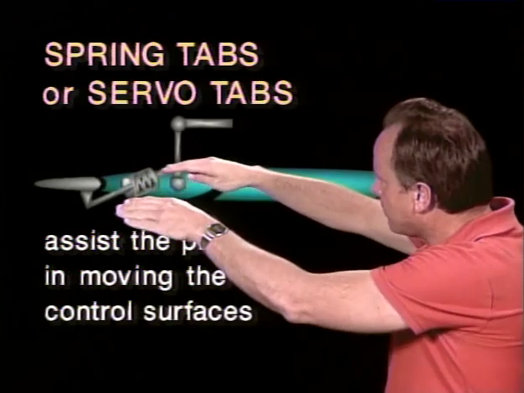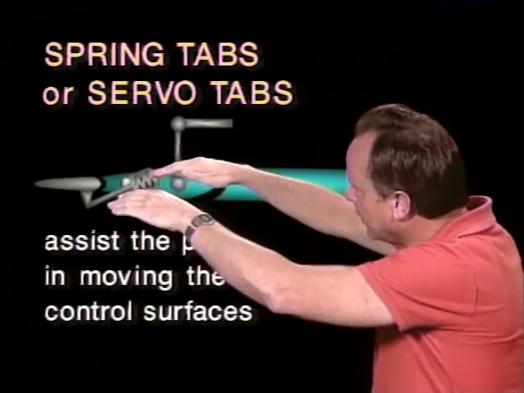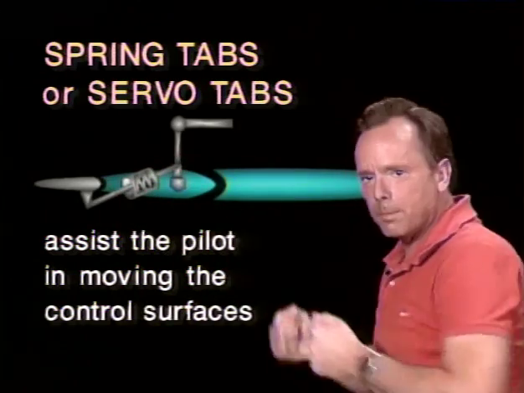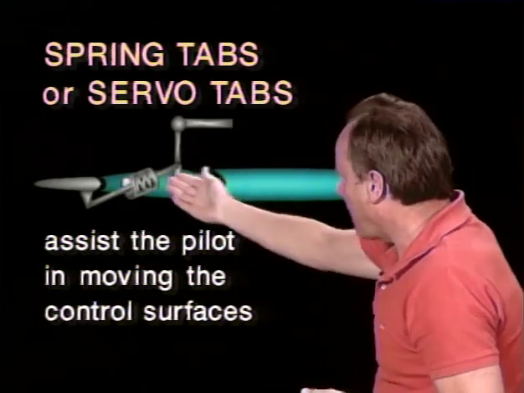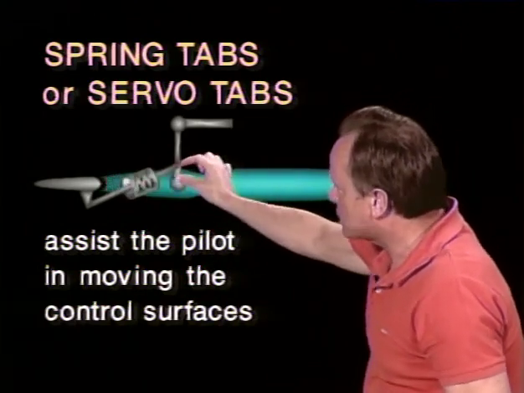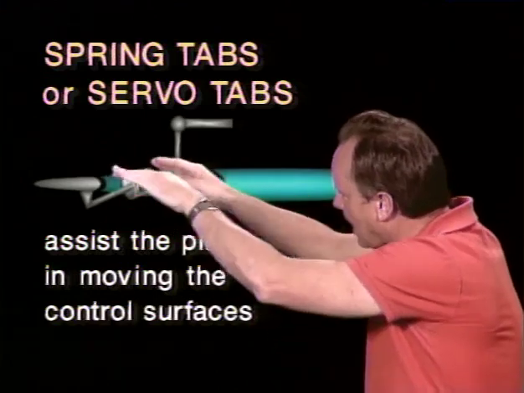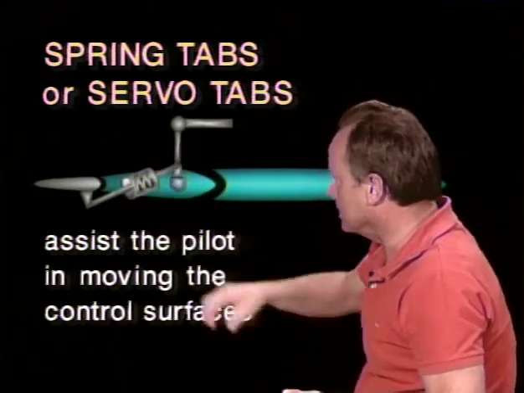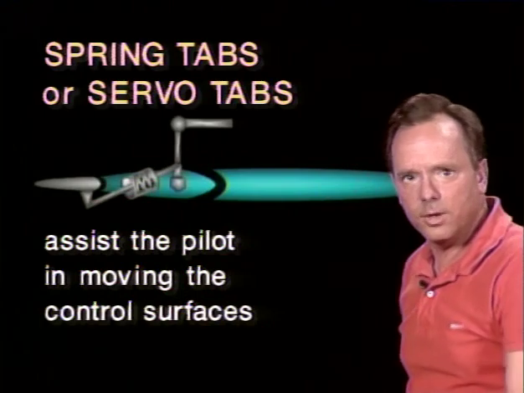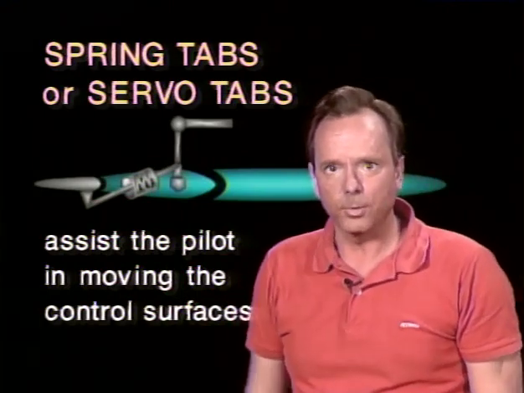It would do the same thing, but a spring tab has a spring in it so that very little movement by the pilot doesn't wind up having the tab helping you. Then when the spring gets a little pressure on it, the tab comes and helps you. They're very similar devices, but they both assist the pilot in moving control surfaces, and that's what you need to know for the written exam.